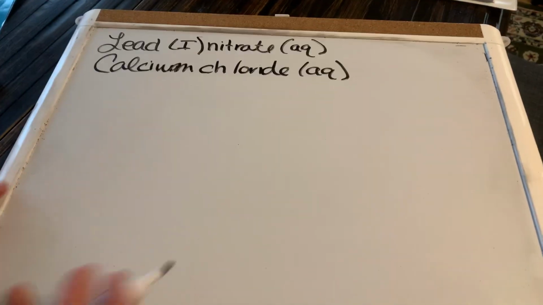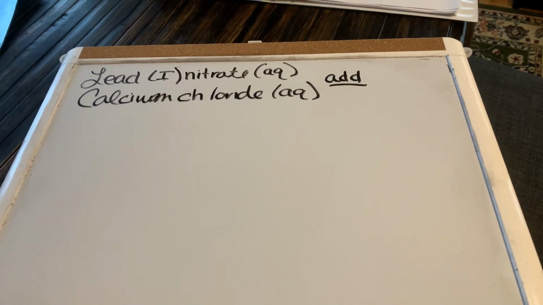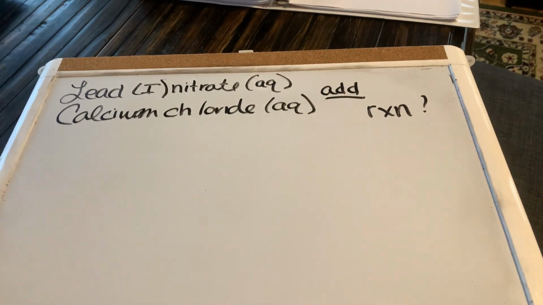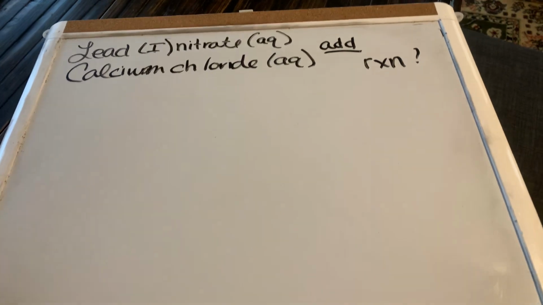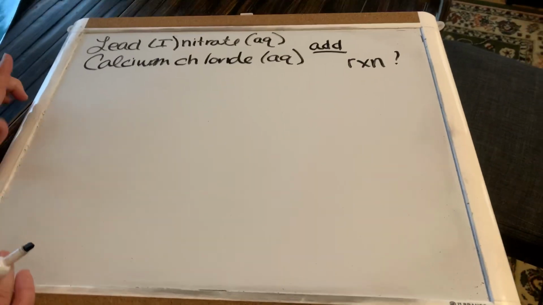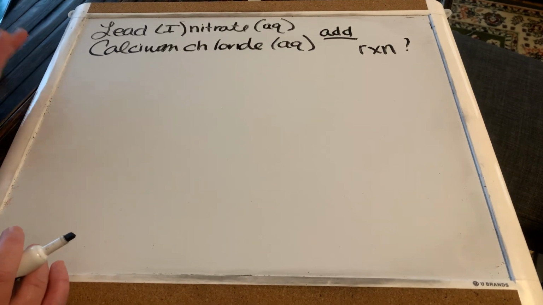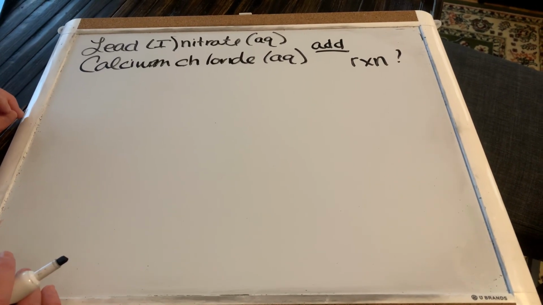So anyway, they're going to tell you that you add these two things together. They want to know what kind of reaction you get. They want to know if there's a reaction. Okay? Our accent again is reaction. Okay, so the very first thing you have to do is go back into your memory bank and figure out how to write lead(II) nitrate and calcium chloride as formulas.